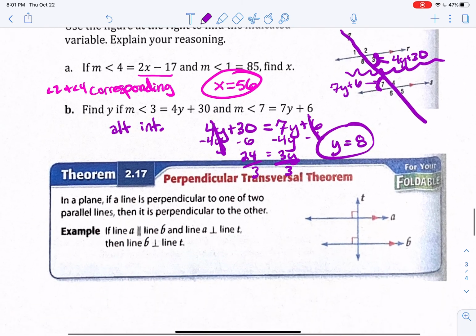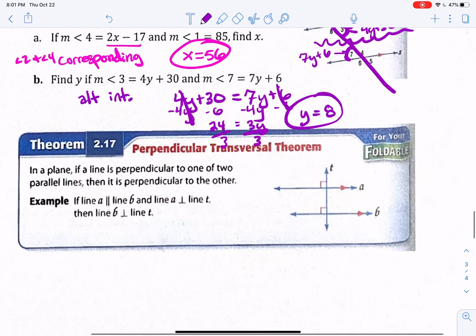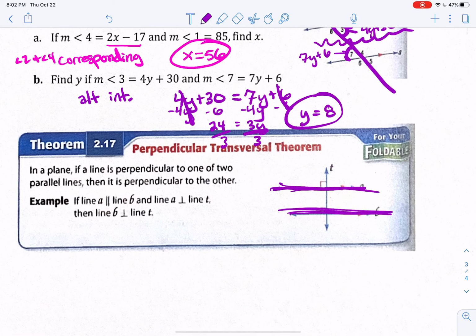Okay, the last thing that it gives to us says that if I have two parallel lines, this is the perpendicular transversal theorem. If these two lines are parallel and I have my transversal that goes through them, if this transversal is perpendicular or makes a 90-degree angle with the top line, it's going to also be perpendicular to the second line because those lines are parallel.